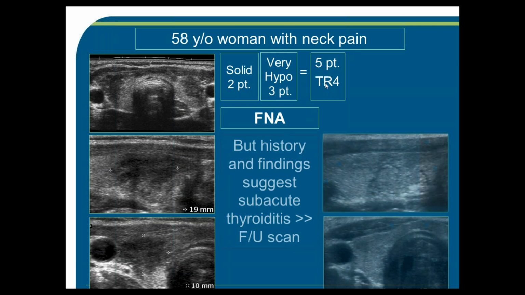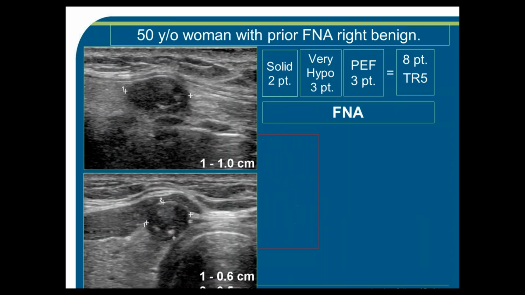But this patient has neck pain that was very suggestive of subacute thyroiditis. And the ultrasound images are also very suggestive of subacute thyroiditis. So in a case like this, it's appropriate not to do the FNA, but to do follow-up scans instead. And these follow-up scans showed that things did resolve on their own.